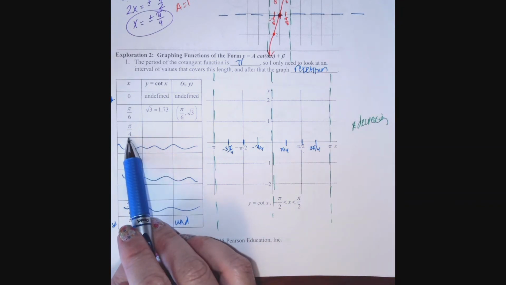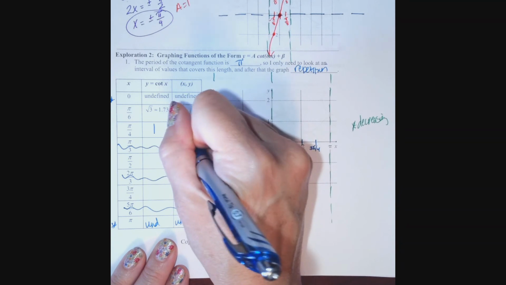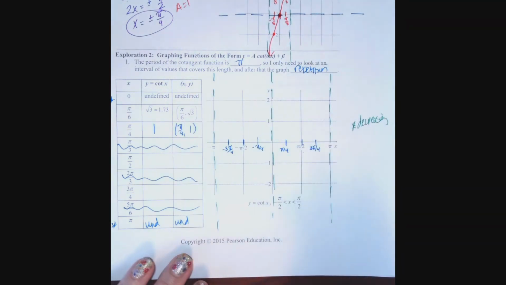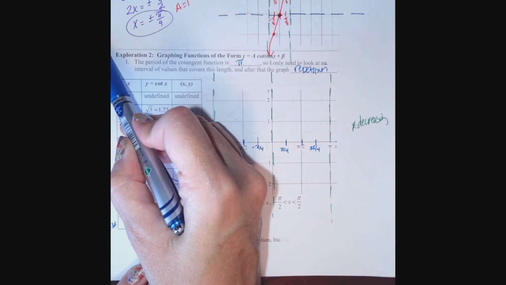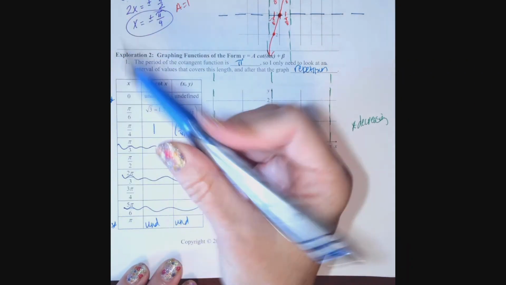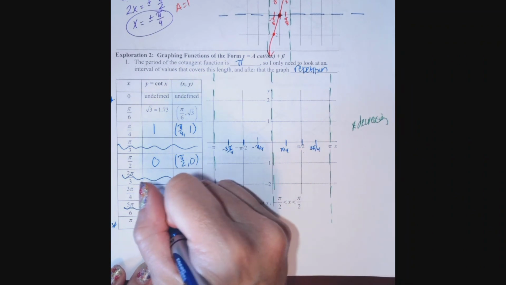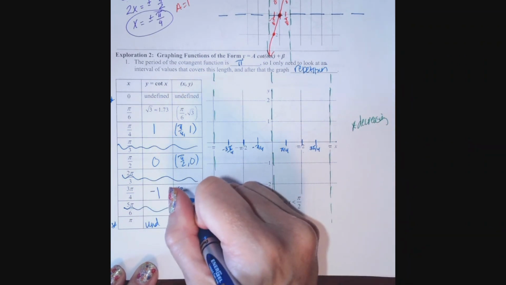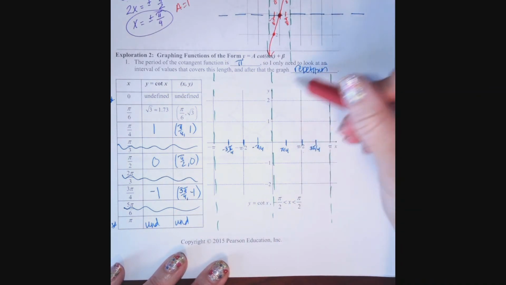For pi fourth, what is the cotangent function value? Well, that's right here. That's going to be a +1. So there is the coordinate pair for that point. When I get up here to pi half, x is 0, so my cotangent function value is 0. That's my center. And then I go over to 3 pi fourths, and that's in quadrant 2, so cotangent is going to be a -1. So there are my coordinates for my major function values for this one cycle.